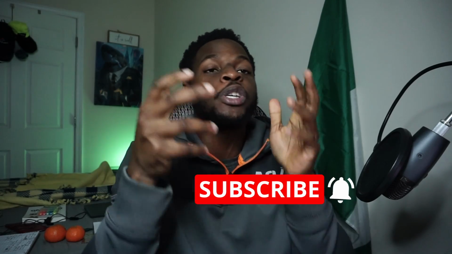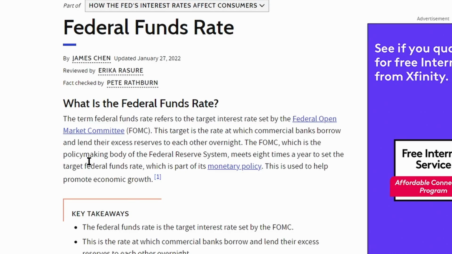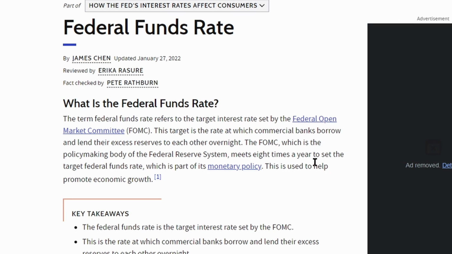But anyway, like I said, we're going to be talking about how the Fed funds rate affects the economy as a whole. And before we get started, let me just give you a quick definition of what the Fed funds rate is. According to Investopedia, my favorite investing website to do any kind of understanding, it says the term Fed funds rate refers to the target interest rate set by the Federal Open Market Committee, FOMC. This target is the rate at which commercial banks borrow and lend their excess reserves to each other overnight. The FOMC, which is the policymaking body of the Federal Reserve System, meets 8 times a year to set the target federal funds rate, which is part of its monetary policy, the thing that I mentioned a second ago.